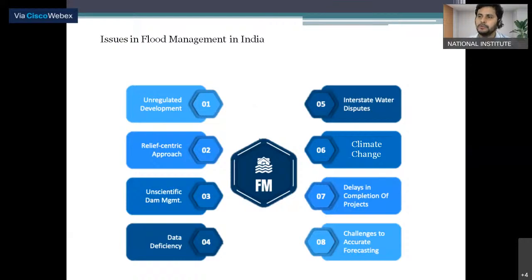At the same time, there is climate change. Although climate change is a global issue, it is showing an impact on the flood management situation in India. It is also leading to flood vulnerability in India, delays in completion of projects, and challenges to accurate forecasting. Our Indian mindset is such that once we get a warning from early warning centers and nodal agencies like IMD, CWC about the occurrence of any hazard, people take it lightly. There won't be any preparedness and response to those warnings. We have to change this attitude. Although we can't predict hazards 100%, whenever we receive these kinds of alerts, we have to be prepared for emergencies.